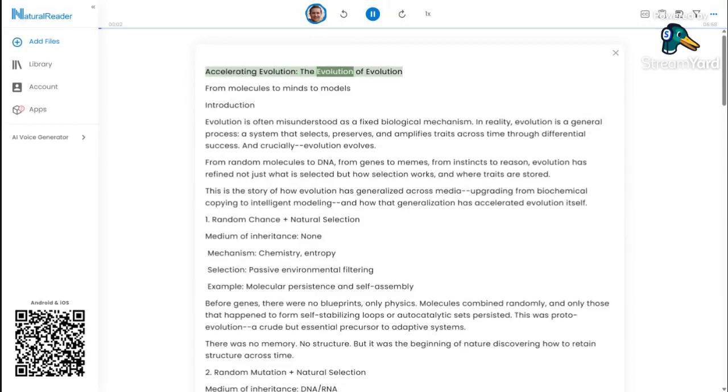Accelerating evolution, the evolution of evolution. From molecules to minds to models. Introduction. Evolution is often misunderstood as a fixed biological mechanism.